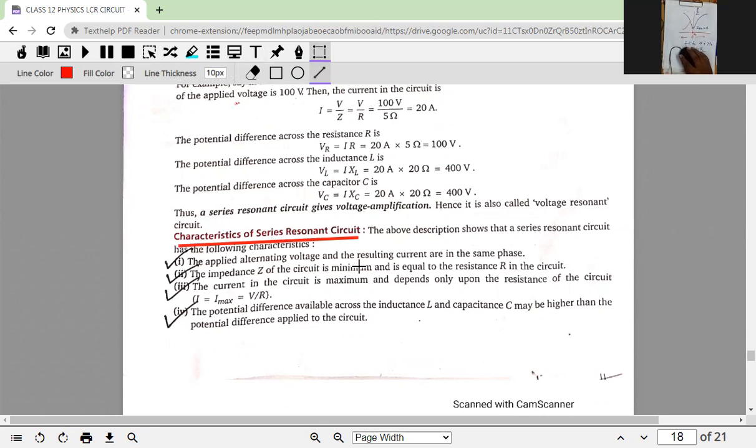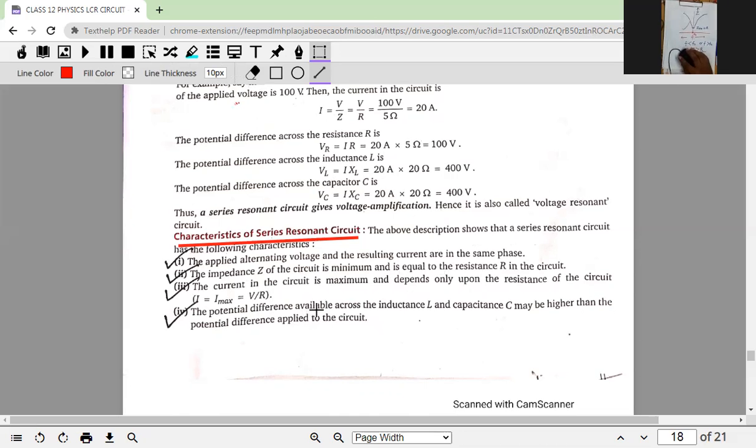Number one, the applied alternating voltage and resulting current are in the same phase. Why? Because we have just a pure resistive circuit. Net potential drop will be equal to VR, so VR and I both will be in the same phase. Impedance will be minimum, or current will be maximum. It will be given by I equals V upon R.